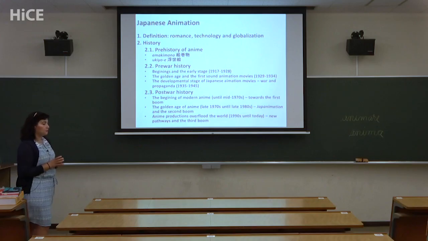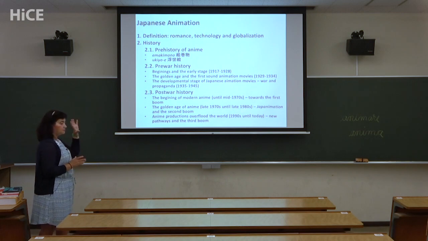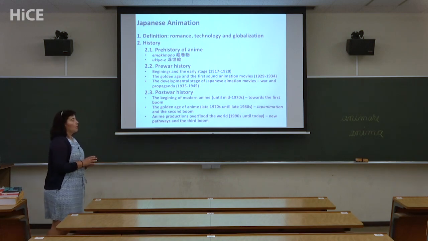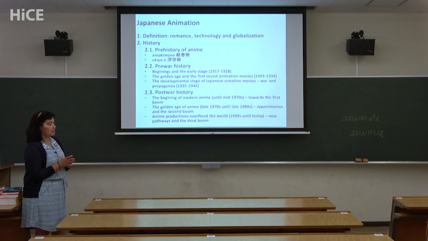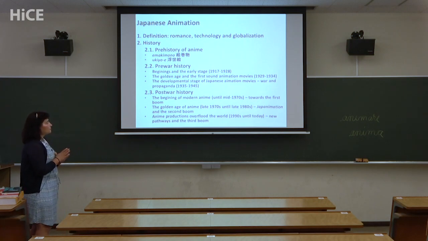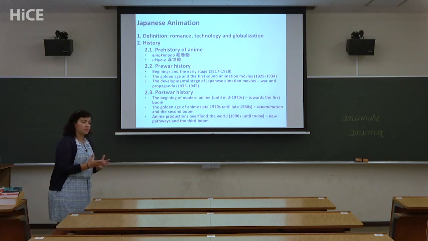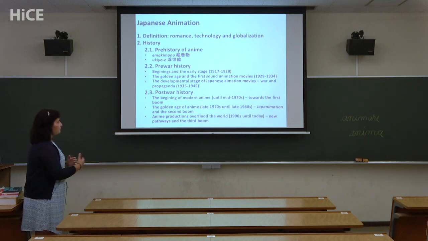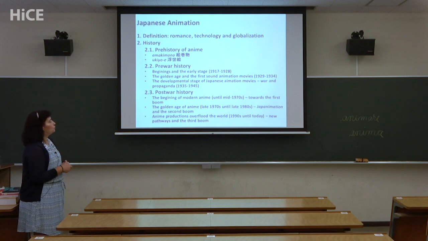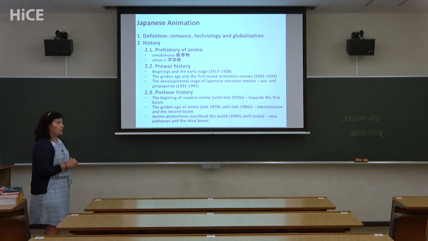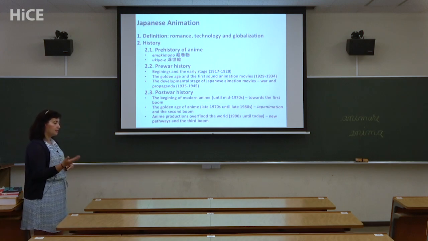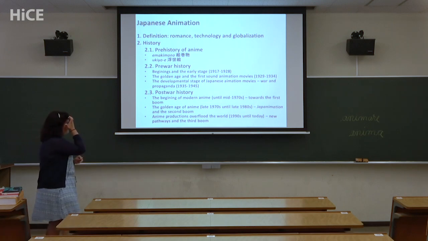So in spite of the fact that, in this pre-war history of animation, on one hand, Japanese directors took over developments from Europe. The first moving projections were actually produced in France by the brothers Lumiere, which means light, in the second half of the 19th century.